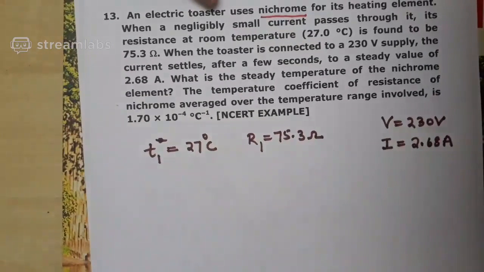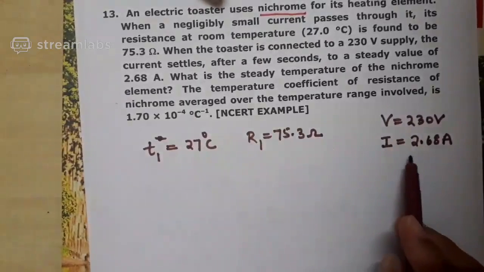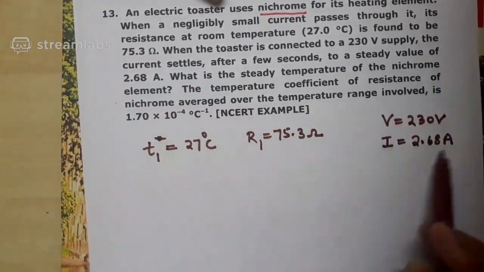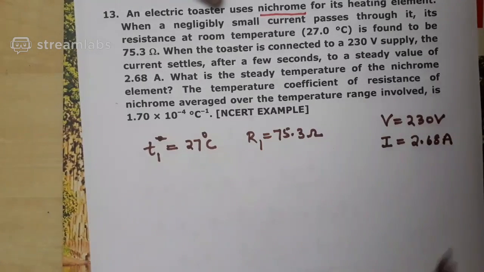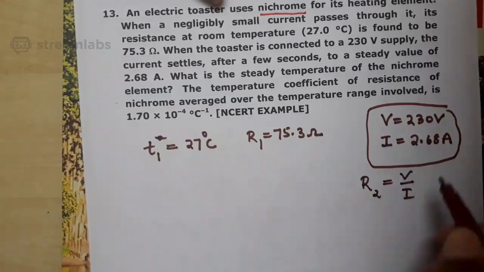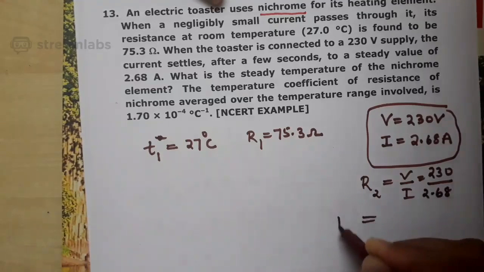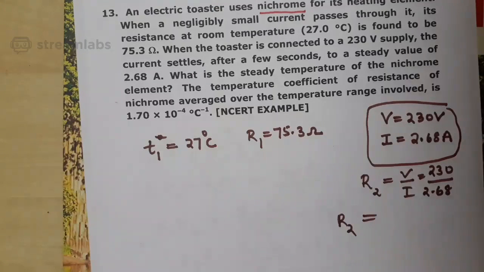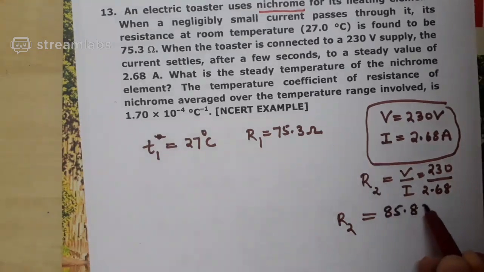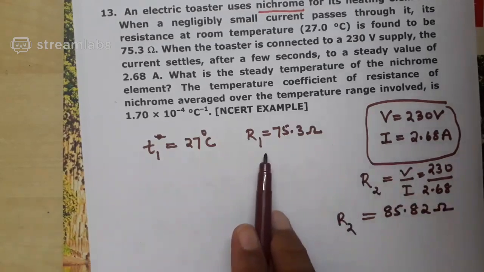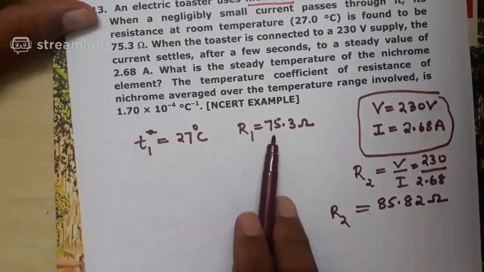It is common sense at this stage that the heating effect of a current, the current flowing through the conductor, produces heat. The resistance is V by I, and I will take it as R2. V is 230, I is 2.68 ampere. Doing the calculation, 230 divided by 2.68 comes to around 85.82 ohm. That means initially, at 27 degrees centigrade, the resistance was 75.3.